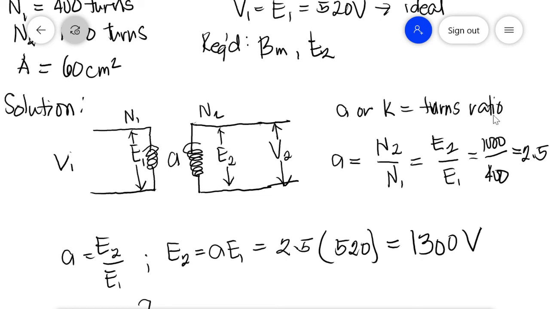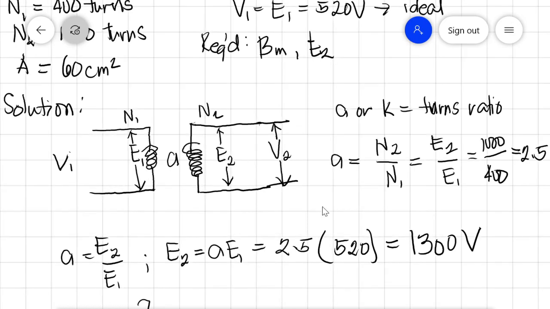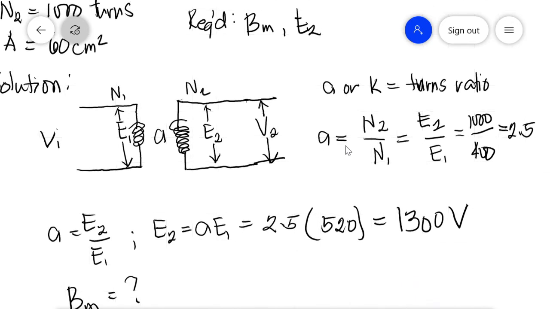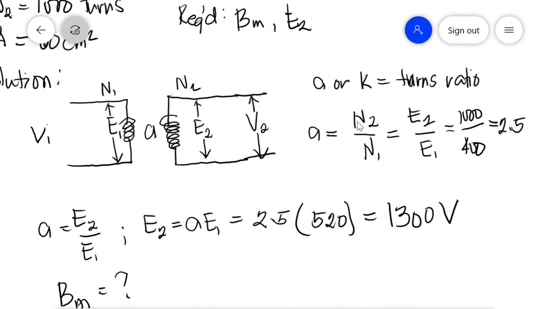So that is your turns ratio. So we have here the input voltage and the induced EMF at primary E1, and the output voltage is V2. The induced voltage at secondary is E2. This is ideal. So turns ratio A is equal to N2, the number of turns at secondary, divided by the number of turns at the primary.